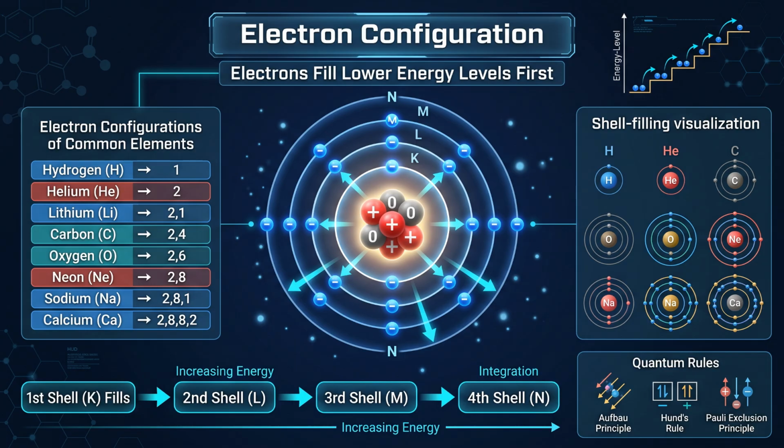The Pauli exclusion principle, proposed by Wolfgang Pauli, states that no 2 electrons in the same atom can have exactly the same set of 4 quantum numbers. In simple terms, this means that an orbital can hold a maximum of 2 electrons, and these 2 electrons must have opposite spins. Together with the Aufbau Principle, Hund's rule and the Pauli exclusion principle form the 3 fundamental rules used to determine electron configurations in modern atomic theory.